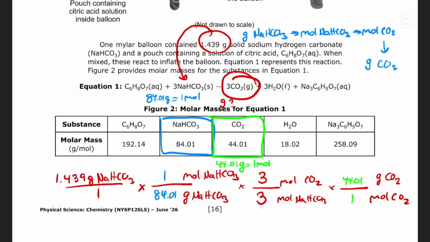Okay, when you do all the math, remember when you're multiplying fractions, you multiply across the top, multiply across the bottom, and then you divide. So your setup will look like this. And when you do all of that, you should get 0.7538 grams of CO2.